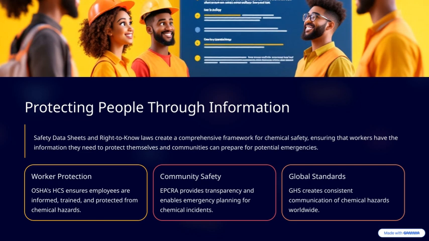By sharing consistent, transparent, and accessible chemical hazard information, we're safeguarding not just individual workers, but entire communities. That's the core purpose of these standards, to keep people safe through the power of knowledge.